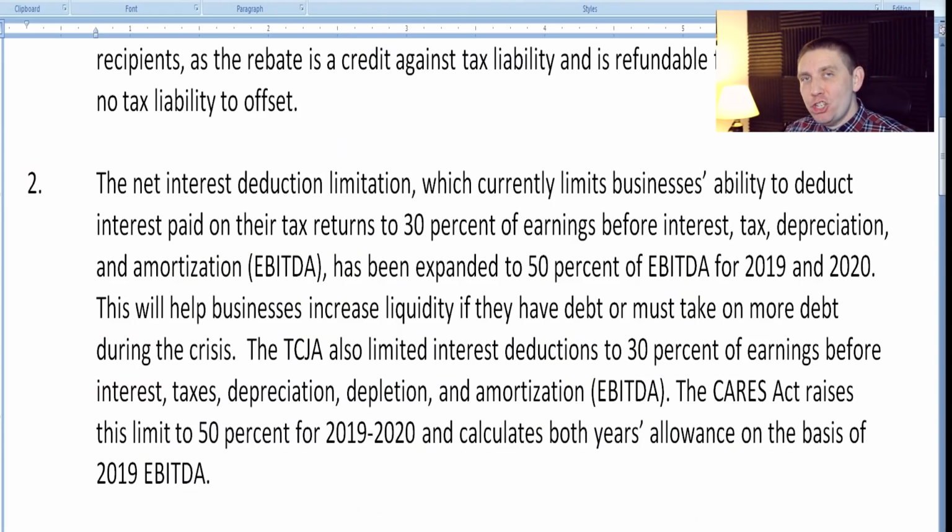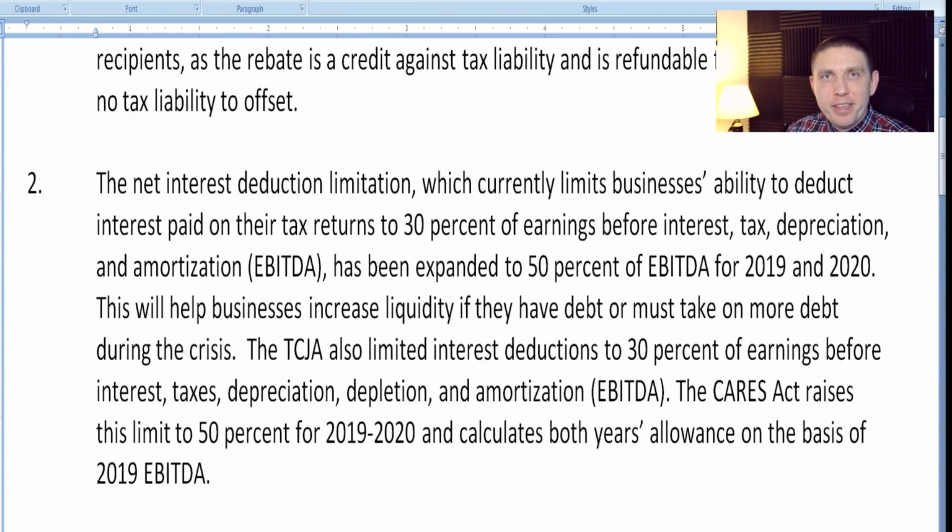The second thing that changed due to the CARES Act actually applied to both tax years 2019 and 2020. They changed the interest limitation for businesses. Now, I mentioned this is for individuals, but a lot of the things from a business perspective actually do come back and affect your return, which is why I'm talking about it briefly here.